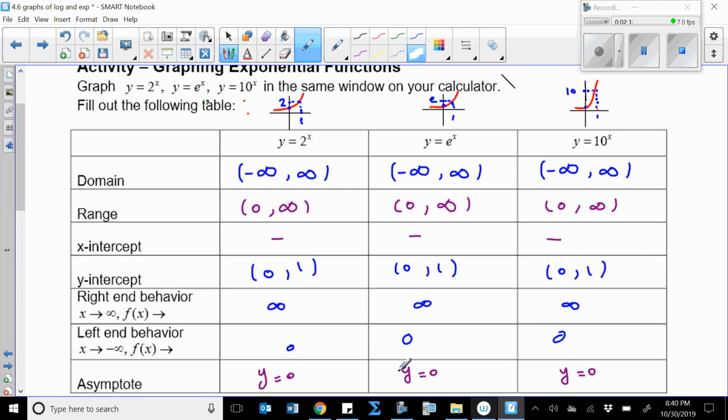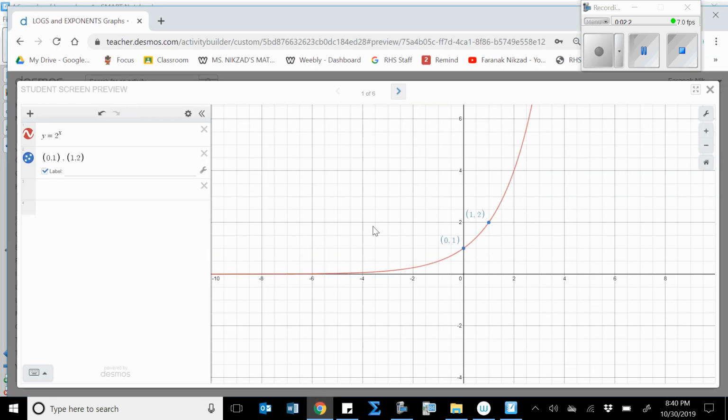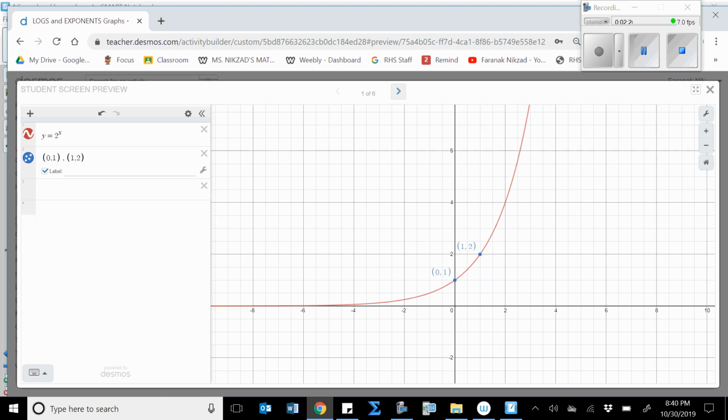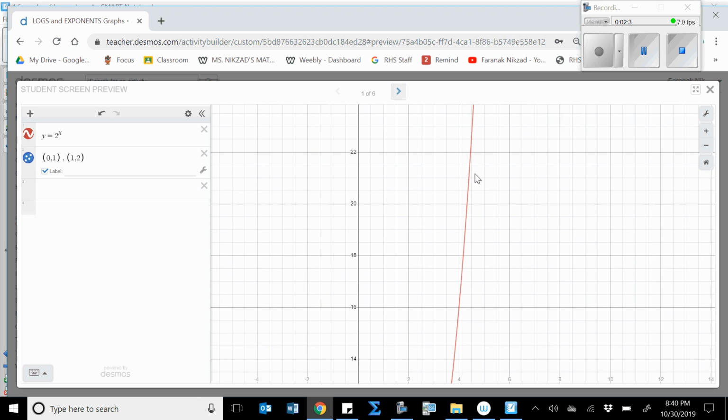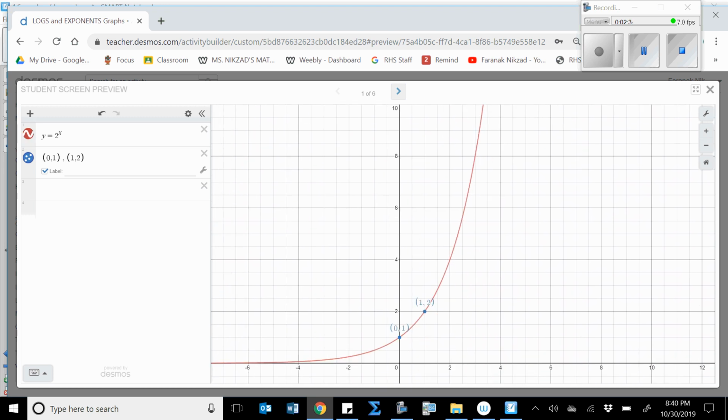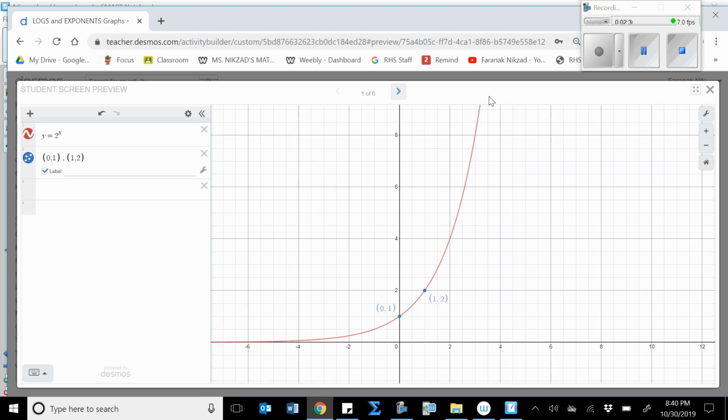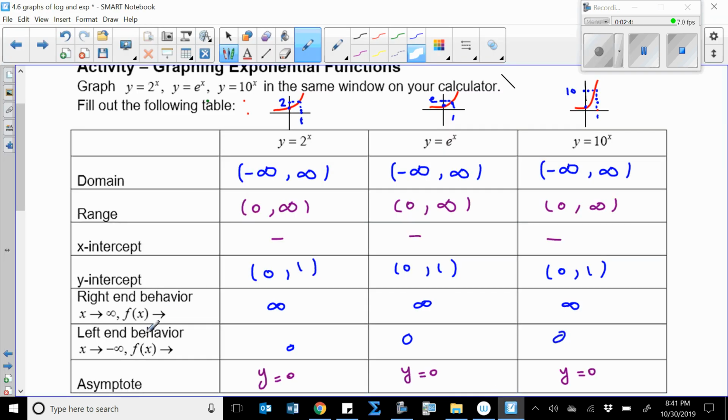Then we need to look at the end behaviors, the right end behavior and left end behavior of this function. At the right end behavior of the function, like this part of the function, I see that the function is continuing forever. It's going up and up, it's increasing. So I can say as x goes to infinity, y goes to infinity. On the left side, the left end behavior, x goes to negative infinity, but y is getting close to 0. So this is the left end behavior of this function.